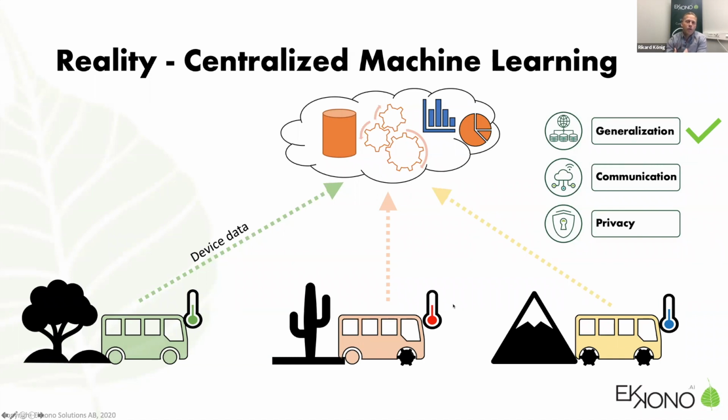Then you have another issue that's becoming more and more apparent, which is privacy or data integrity. If you have users which you collect data from, that falls under GDPR. And if you have machines that have sensitive operational data, you don't want to share that with external partners. So even if the centralized machine learning approach solves the generalization issue, you will get problems with communications and privacy.